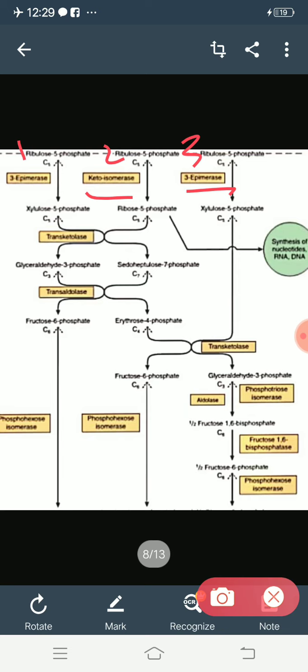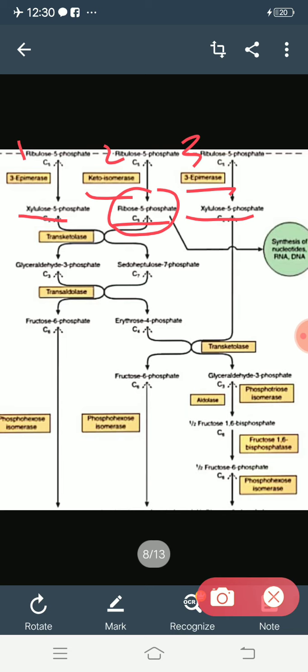Ketoisomerase and epimerase will act. Ketoisomerase will produce what product? Ribose 5 phosphate. And the epimerase, what does it produce? Xylulose 5 phosphate. Okay, this ribose 5 phosphate, as we know, ribose acts as a basic sugar for the synthesis of nucleic acids like DNA and RNA.